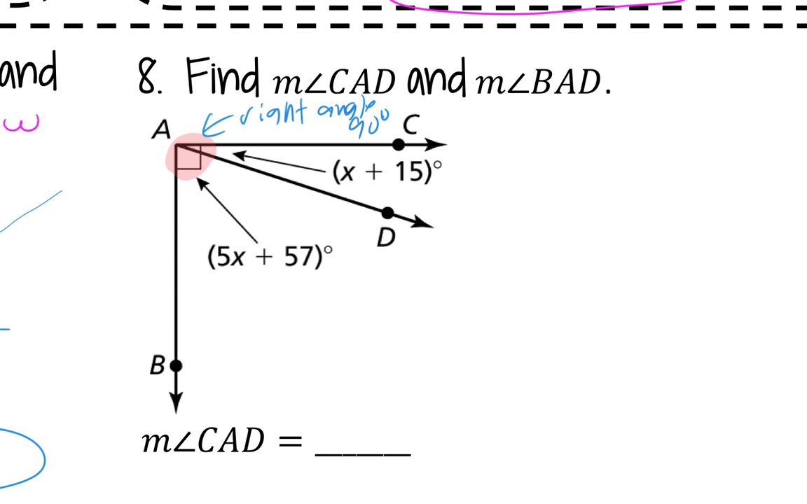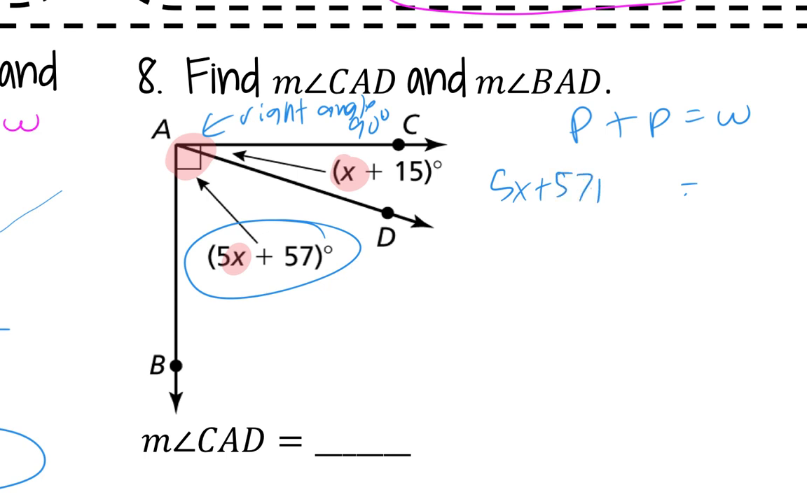So if they want us to find CAD, CAD is represented by a variable. That means we need to figure out what x is, right? Then they want us to find out BAD. BAD has a variable, so we've got to figure out what x is. So we're thinking part plus part equals whole, right? Well, what do we know? We said this first part is that, right? So the first part would be 5x plus 57, plus the second part of x plus 15 equals the whole thing.